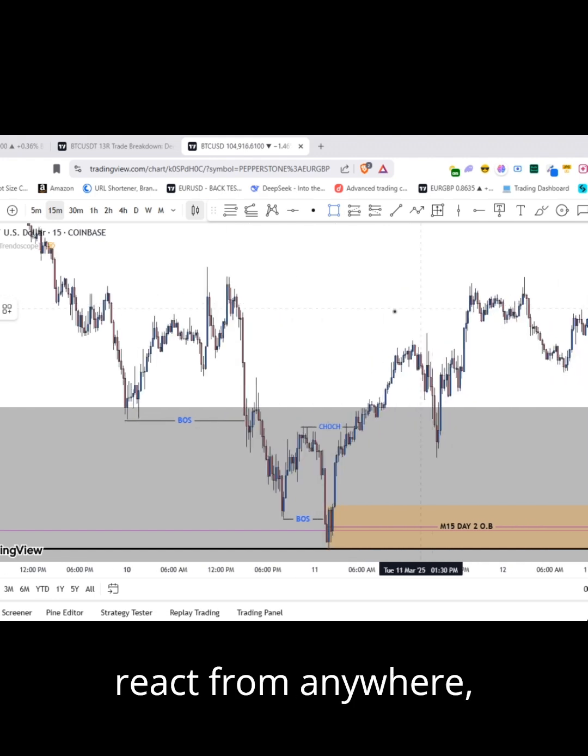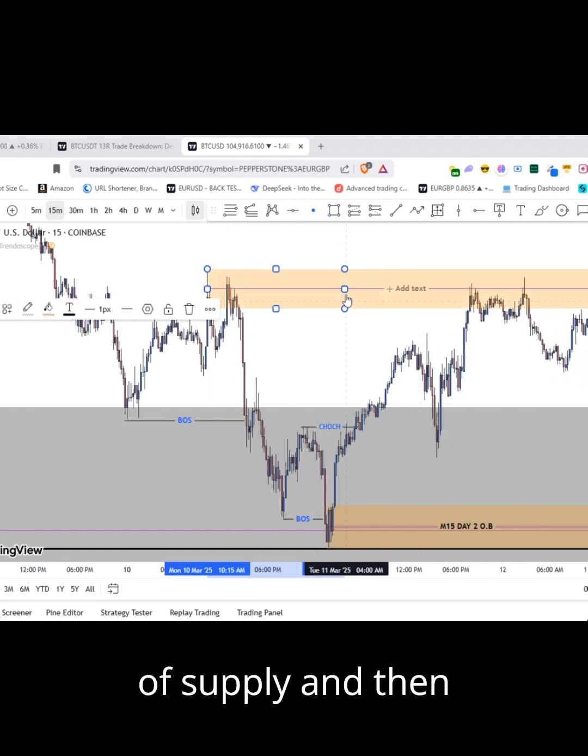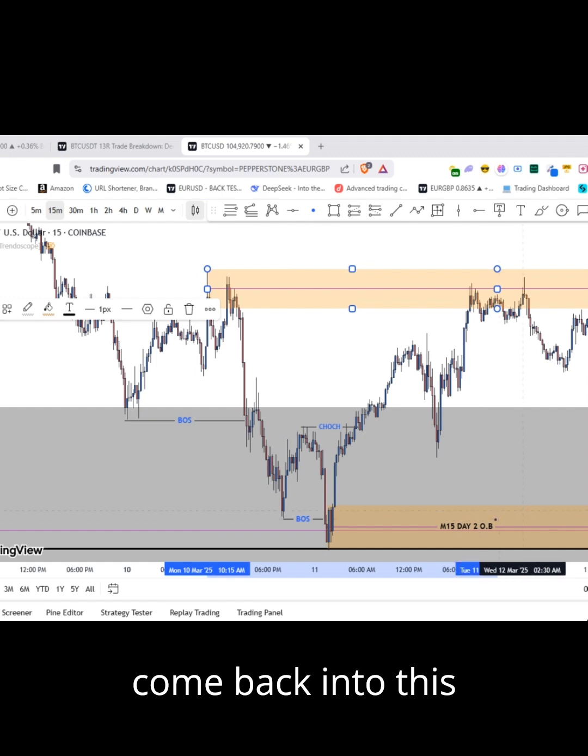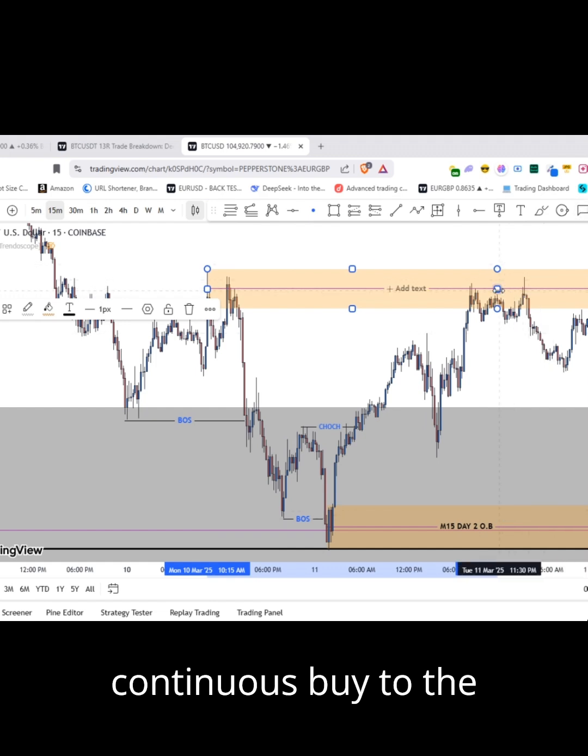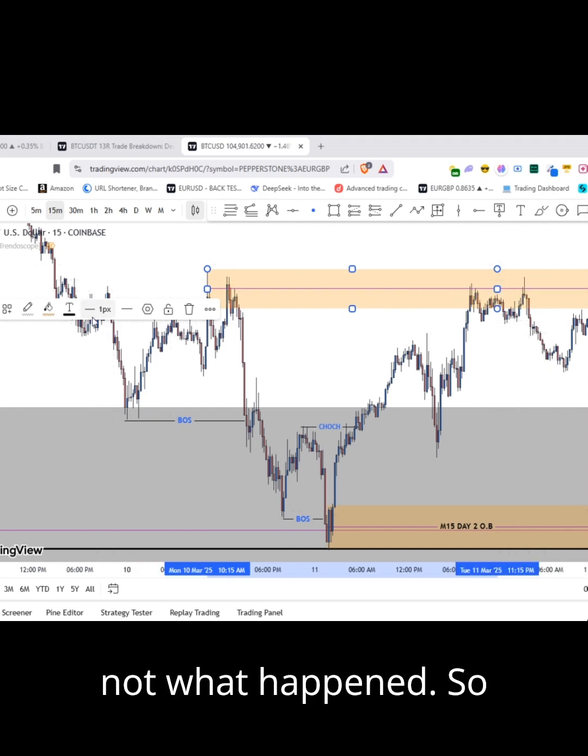It can react from anywhere. It can decide to react from this level of supply and then come back into this level of demand for a continuous buy to the upside. But that was not what happened.